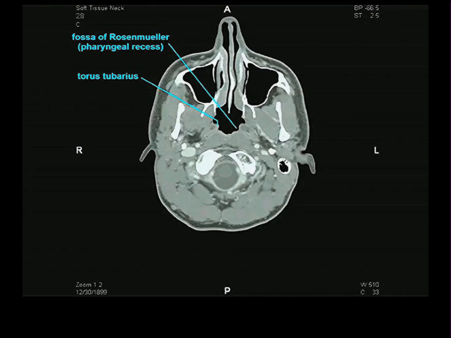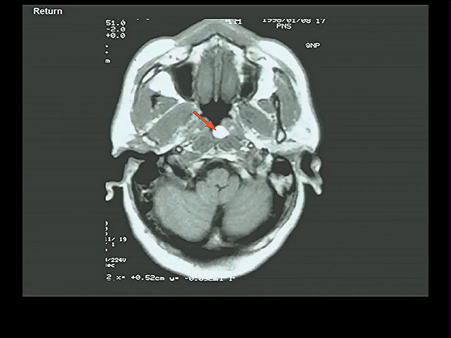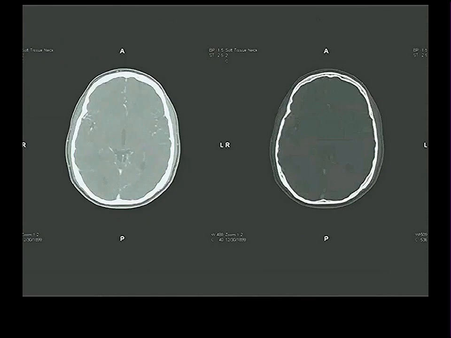I couldn't find a CT of a pharyngeal cancer. I did find, here's an MR, here's our torus tubarius in the MR. The fossa of Rosenmuller is medial to the torus. This person had a lipoma, which is a benign tumor in their fossa of Rosenmuller, so I just thought I would show you that. I couldn't find a real cancerous condition.